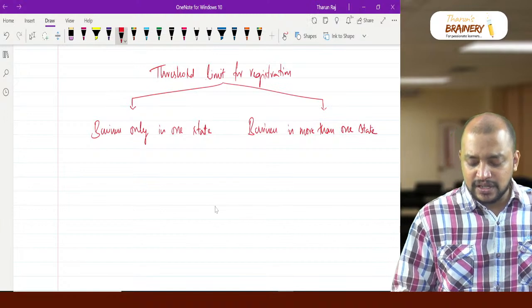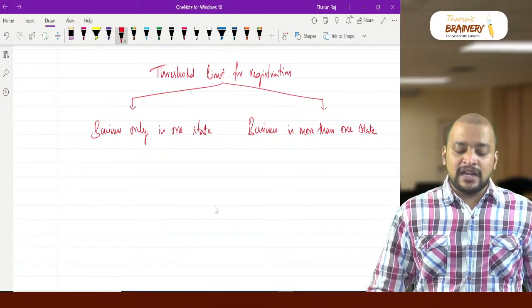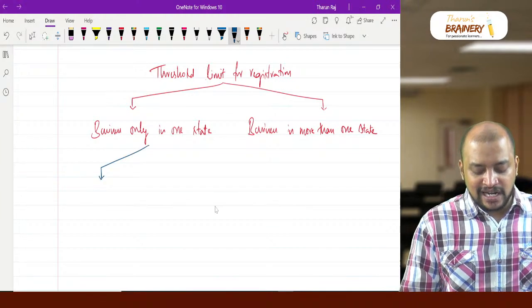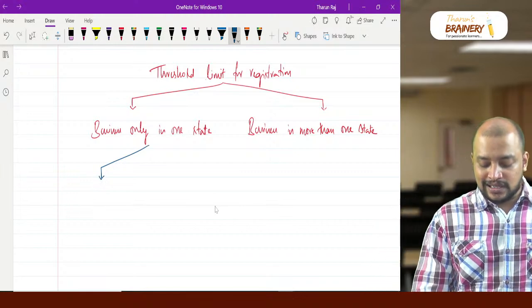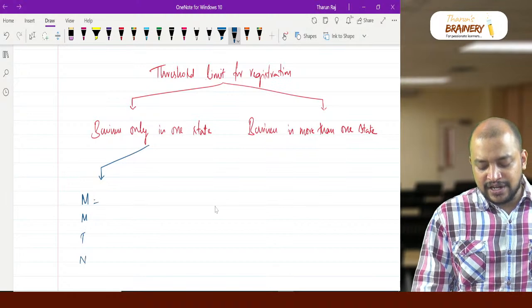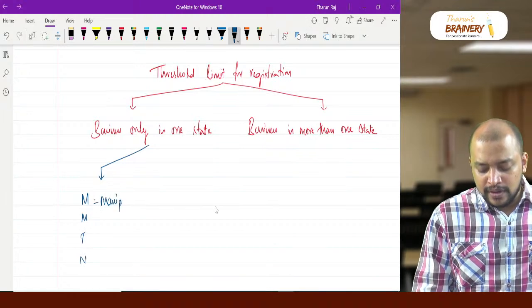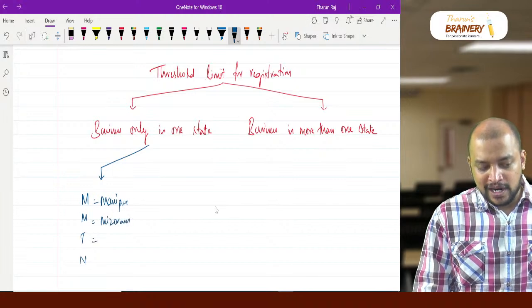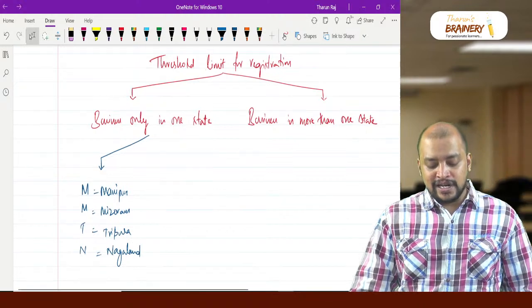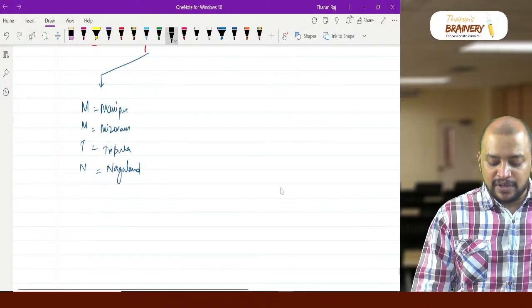Suppose the business is only in one state, then we need to understand whether you are doing business in special category states. What are those special category states? M, T, N. That is Manipur, Mizoram, Tripura, and Nagaland. Okay.